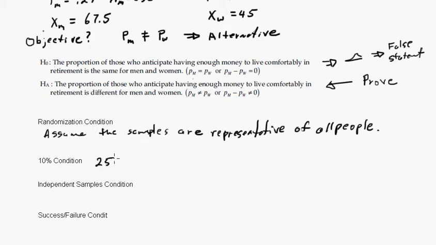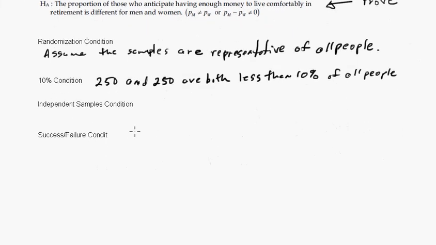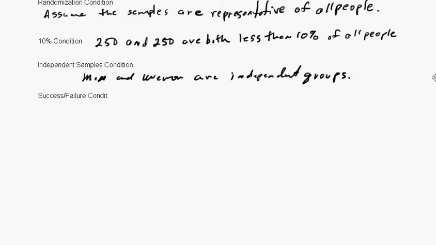10% condition: 250 and 250 are both less than 10% of all people. Okay, independent samples condition. I think it's safe to say that men and women are independent groups. No significant overlap, I hope.